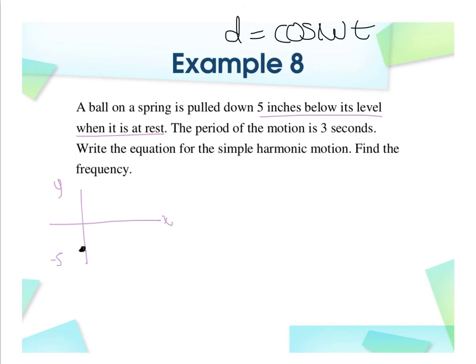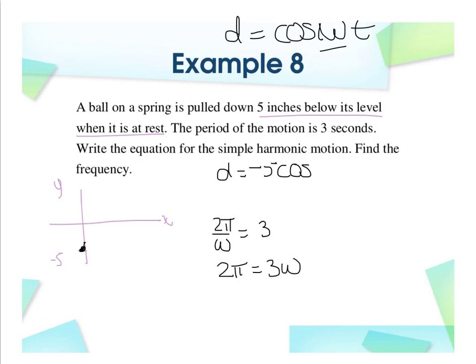The period of the motion is 3 seconds. So they're giving me the period, and they want me to write the equation for the simple harmonic motion. If I'm starting it below, I already have what my amplitude needs to be. It needs to be -5 cosine. Now we just need to use the formula for period, 2 pi over omega, to find what omega is. So I'm going to manipulate 2 pi over omega equals 3. Multiply omega on both sides, then divide by 3, and we get omega equals 2 pi over 3. Now I can substitute that in here, 2 pi over 3, and then t because that's part of the formula. So this is my equation.